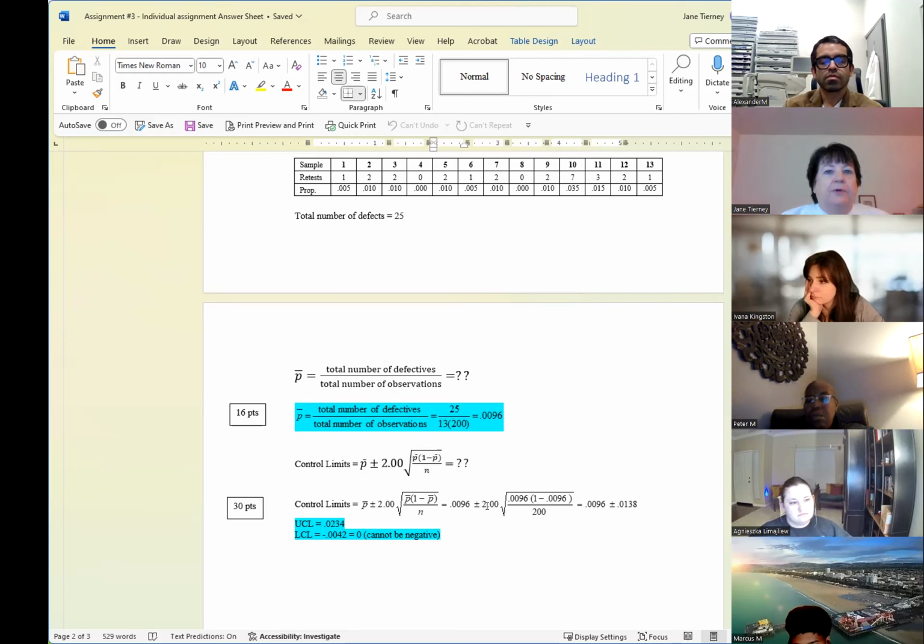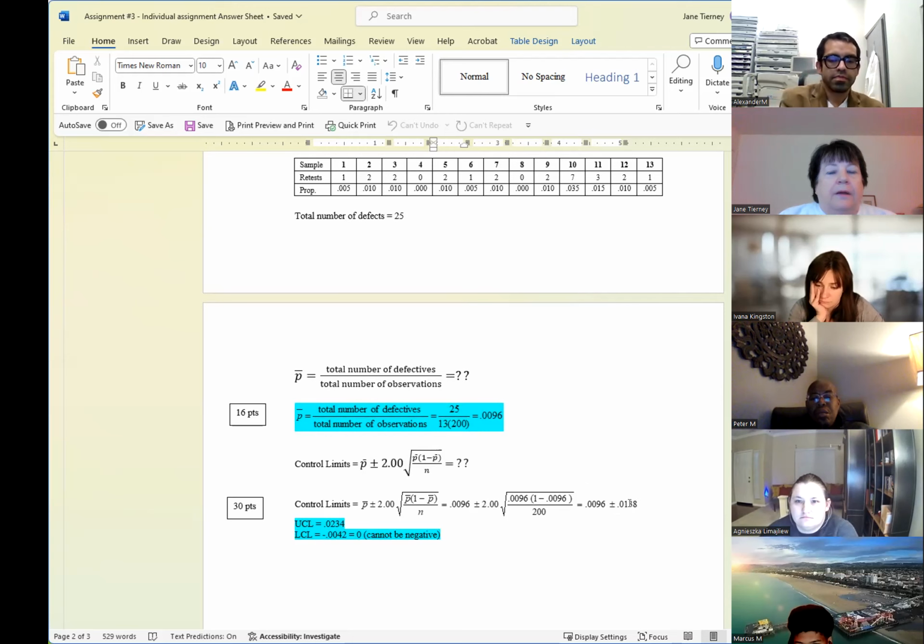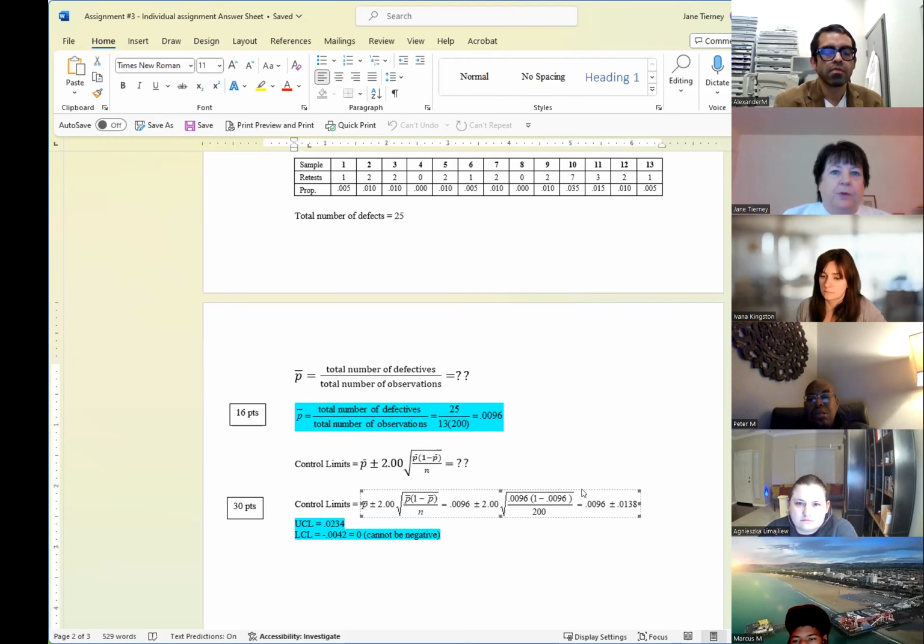Then we take the square root of that number, and then multiply it times 2, and then we add it back to the P bar. So 0.0096 plus the number from this whole equation comes to 0.0138. I don't remember what the intermediate math is for that, I didn't write it down in this answer sheet, but it's 0.0096 times 1 minus 0.0096, divided by 200, and then take the square root.